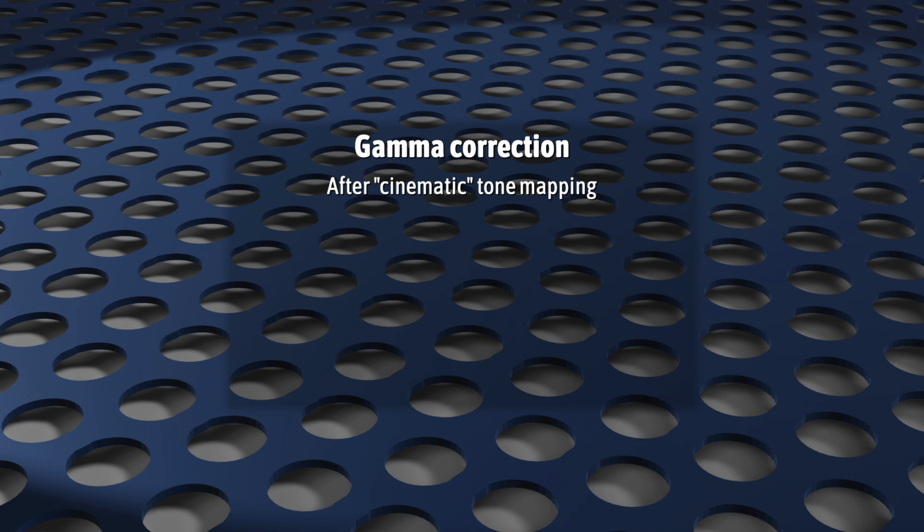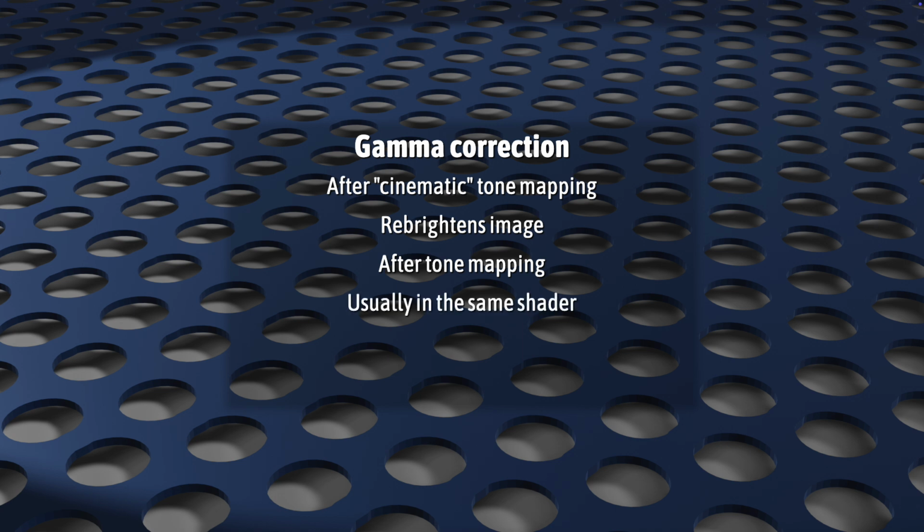If you're using Reinhardt, Aces, or any of the more cinematic HDR tone mapping algorithms, then a final step is usually to do gamma correction. This will re-brighten the image after tone mapping darkens it. This step is usually done immediately after tone mapping in the same shader. The calculation is simple. You just raise the color value to 1 over some constant called gamma.